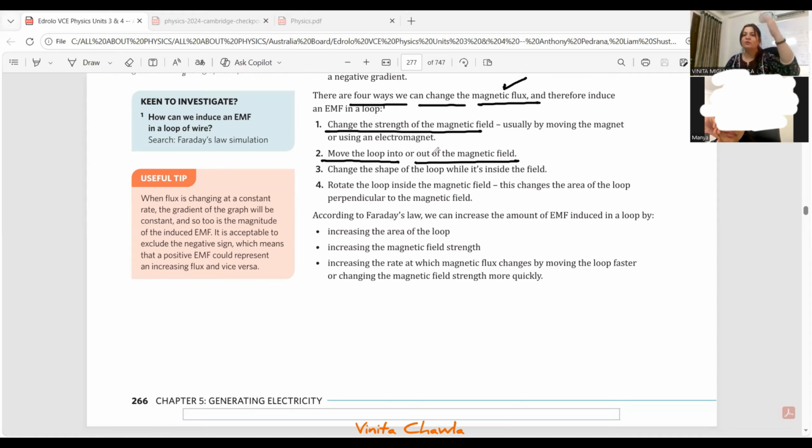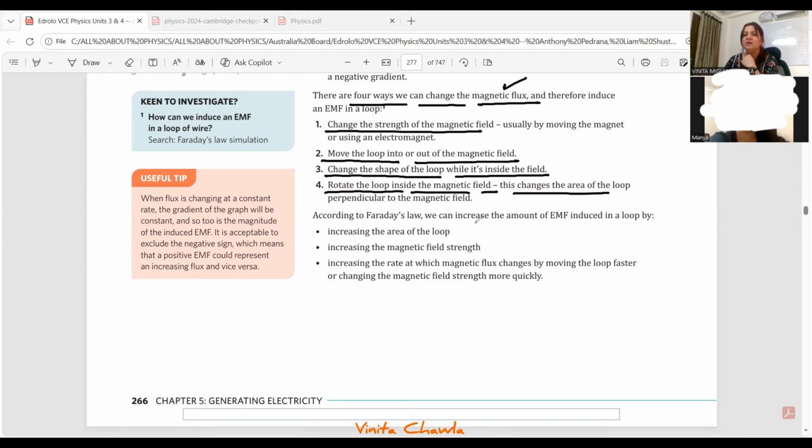We can move the loop up and down in the magnetic field, and so the number of field lines entering the loop will change. And we can change the shape of the loop while it is inside the field. If we change the shape of the loop, then the number of field lines entering the loop will change, and hence the magnetic flux linked with the coil will also change. And if we rotate the loop inside the magnetic field, again we can change the area. We are changing the area of the loop perpendicular to the magnetic field. Again, the magnetic field lines entering the coil will change, right? By changing the orientation of the coil in the magnetic field, lesser lines cross the loop.